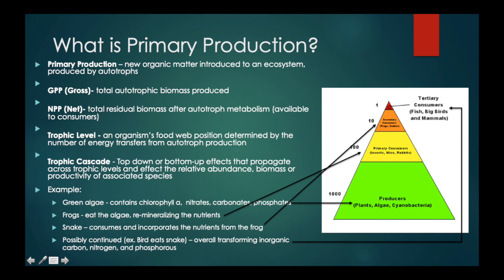First we have, what is primary production? Primary production is all the new organic matter introduced to an ecosystem by the autotrophs, or the plants. We have gross and net. So gross is the total, and net is what's left over after the plants use it for themselves.